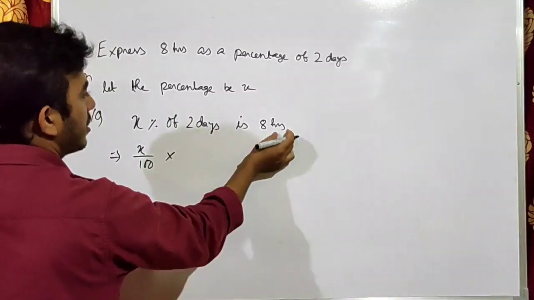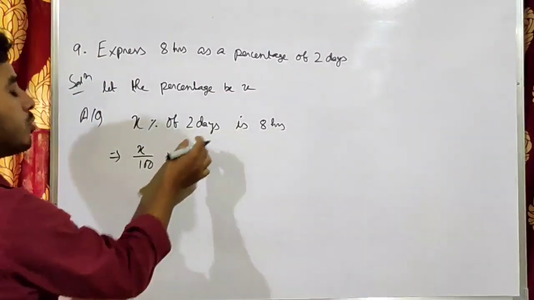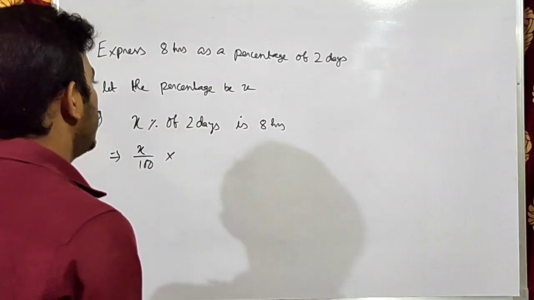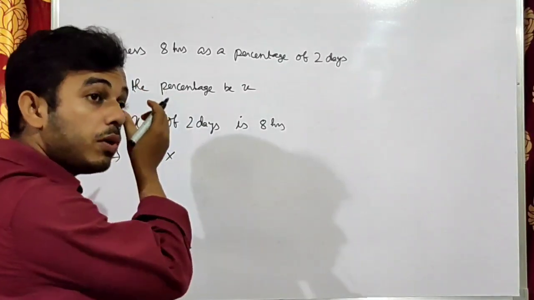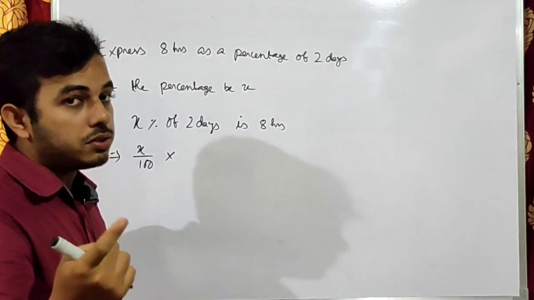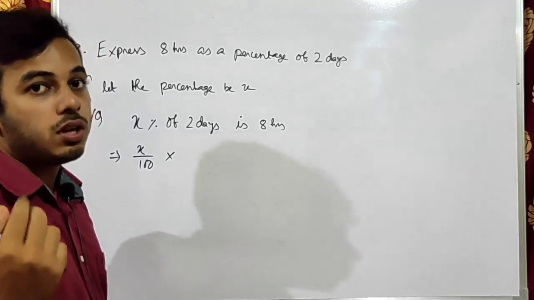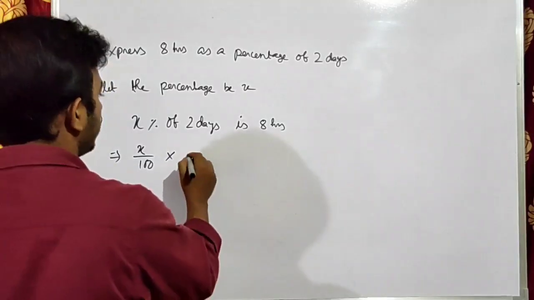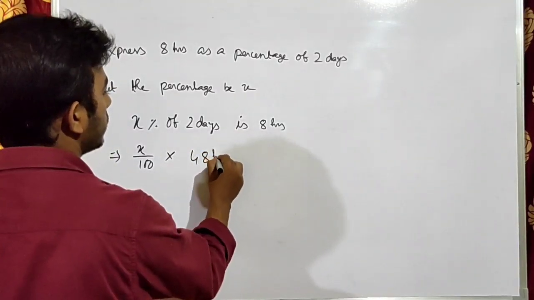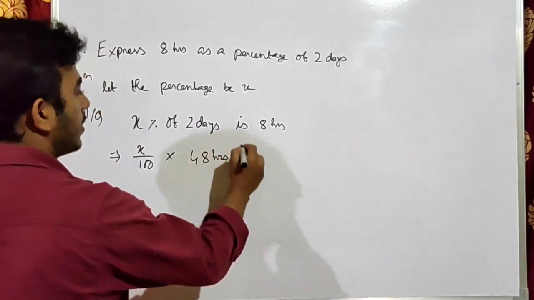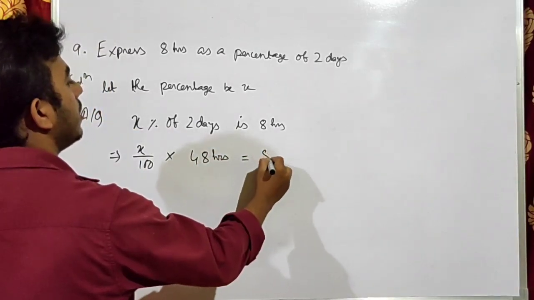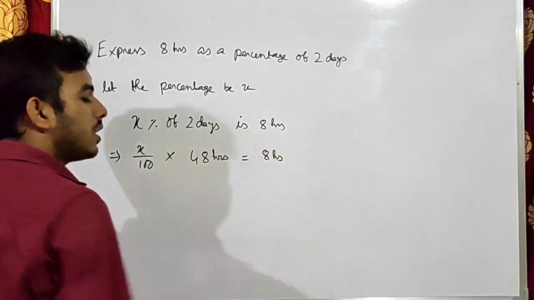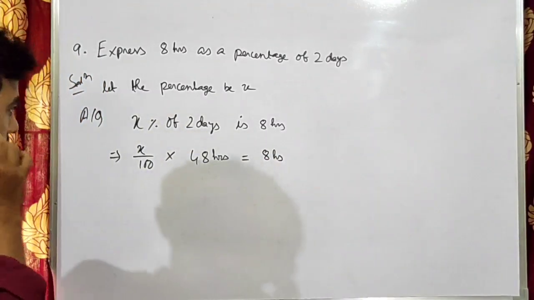These are in two units, right? One is in hours, one is in days. So we'll convert these days into hours. 1 day means 24 hours. 2 days means 48 hours, isn't it? 48 hours equals 8 hours. Up to this clear?